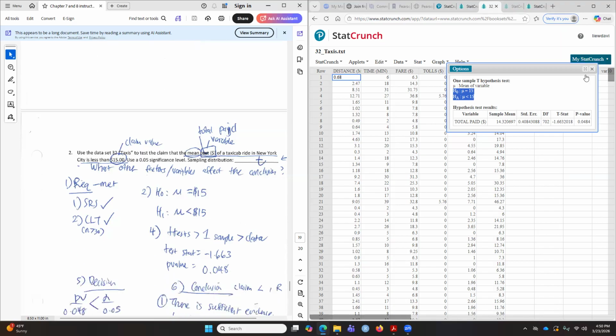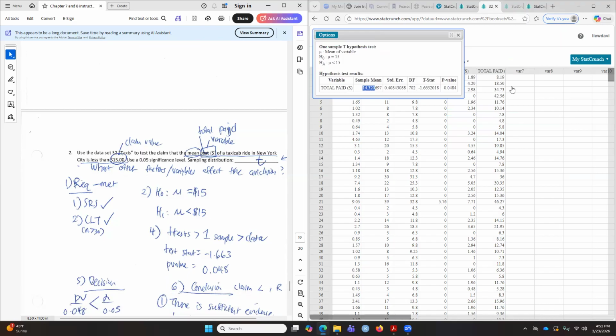You find that your test statistic is negative 1.6 and the p-value is 0.048, with a sample mean of 14.32. That means that if I add all these numbers and divide by the sample size, you get around 14.32. So this is how we do it if you have data.